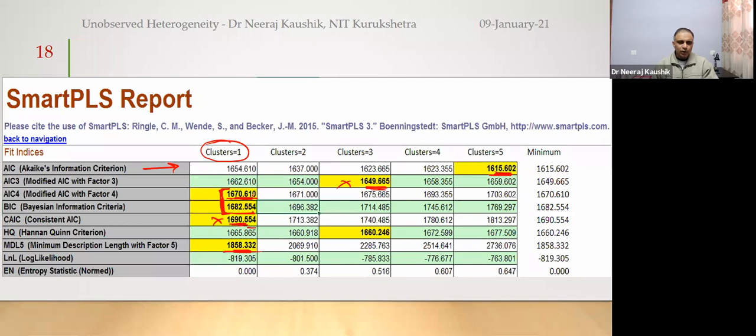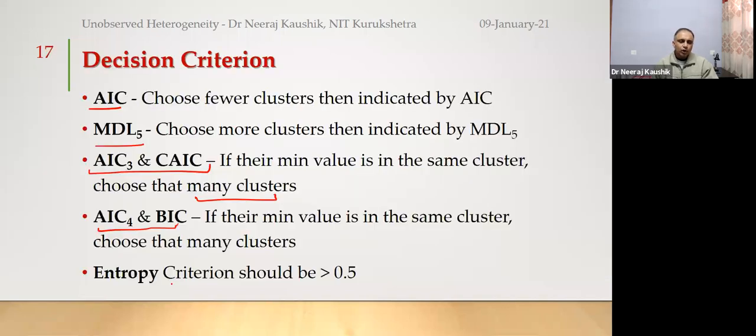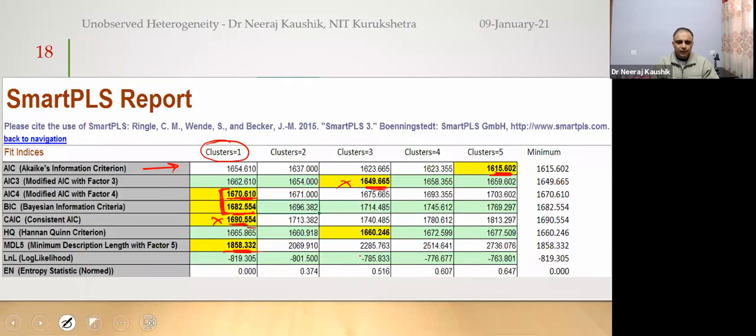AIC4 says there should be 1 cluster. BIC says there should be 1 cluster. Go ahead with that. And lastly, there is something called entropy. Entropy preferably should be greater than 0.5 for each, at least for the clusters you are getting. So check out, yeah, that is very less. This is less. This is good. 3. Entropy greater than 0.5. Here is greater. Here is greater. These two are less in the entropy.